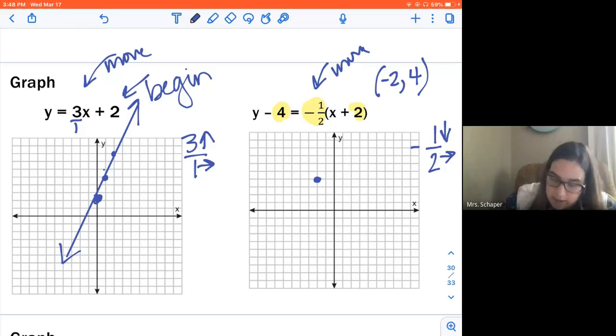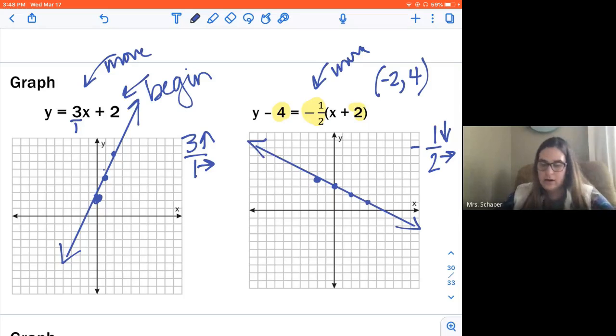Down 1 to the right 2, and repeat. All right. And that's how we graph it. So today is all about focusing on how do you graph linear equations.